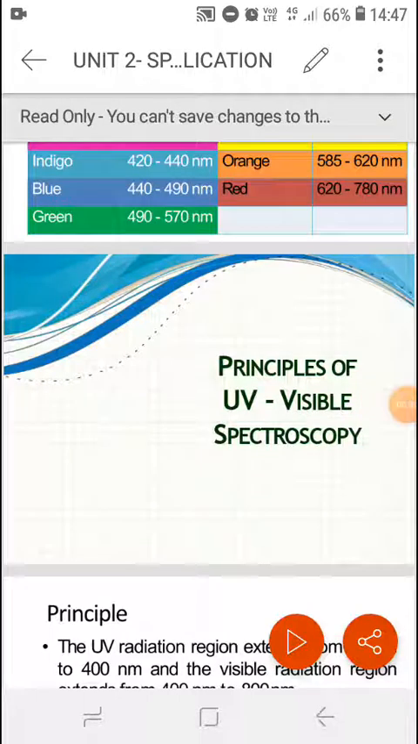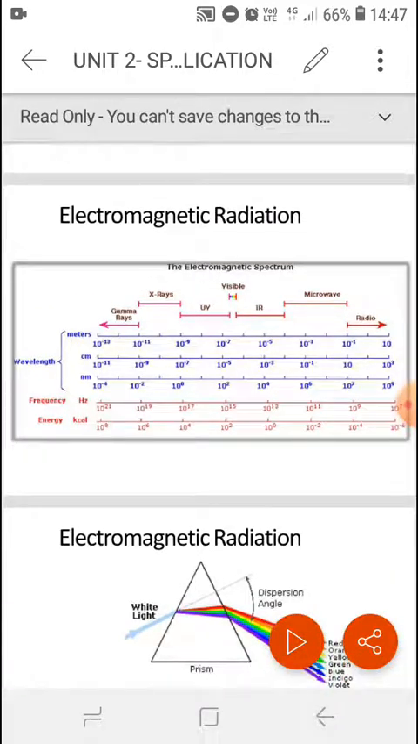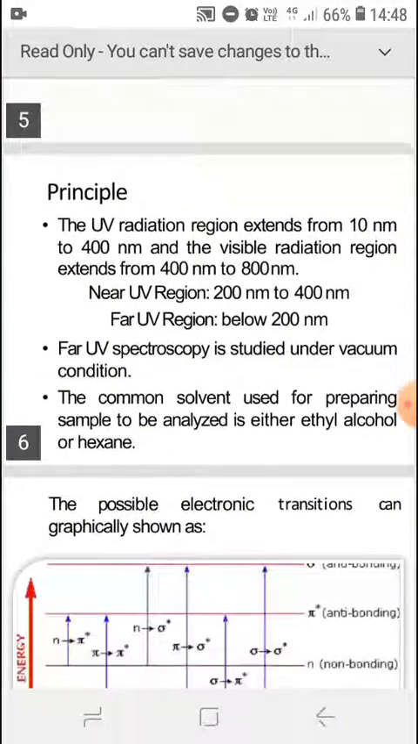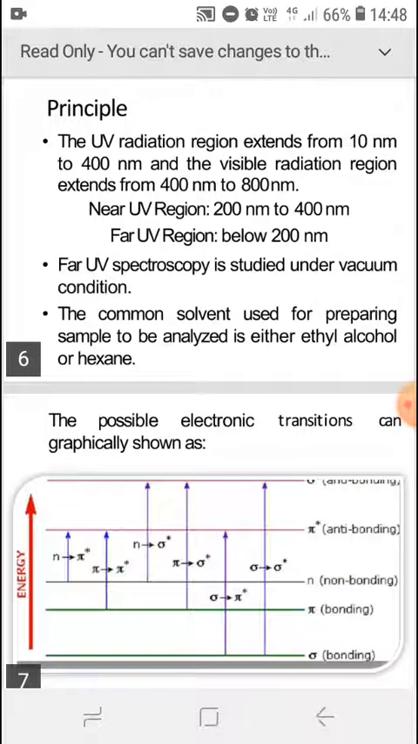Good morning. Today we will discuss UV-visible spectroscopy, which lies in the electromagnetic spectrum from 10 nanometer to 800 nanometer wavelength, and the visible region, which lies between 400 to 780 nanometer. The UV-visible region basically contains two types of regions: near UV and far UV.